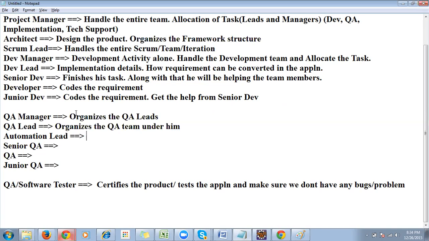the code properly. And then after that, if any problem happens in the code level, everything else will be done by the automation lead. He is the one who handles the automation team.